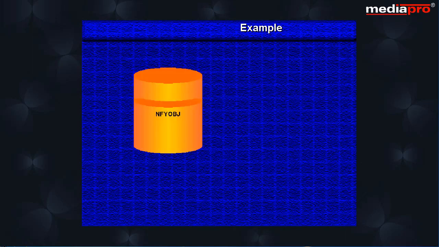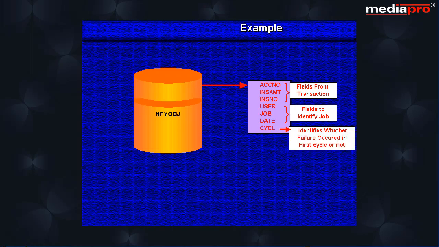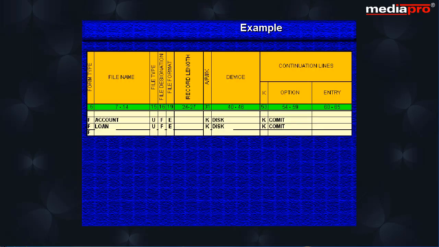Let us look at an example. A database file is used as a notify object. Here we include all the fields that will be needed to restart the application. We have the fields used in the transaction itself: account number, installment amount, installment number. We also include fields that will identify the job that processed the transaction, such as username, job name, and system date. We can also use a field to identify whether the failure occurred during the first cycle.